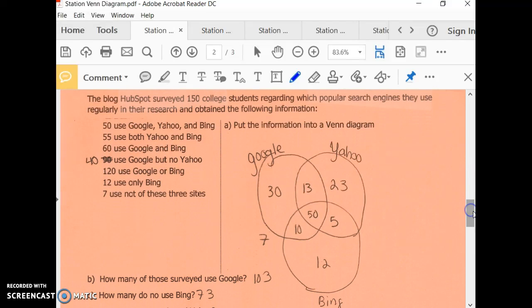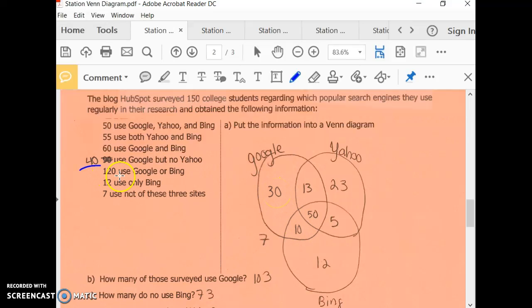Next one. You guys, so there was a typo there. That should have been 40. 50 goes in the center because they use all three. 55 use Yahoo and Bing. So these two right there have to add to 55. 60 use Google and Bing. This plus this have to give me 60. 40 use Google but no Yahoo. So these two have to go to 40. That's 10. So that gives me 30.